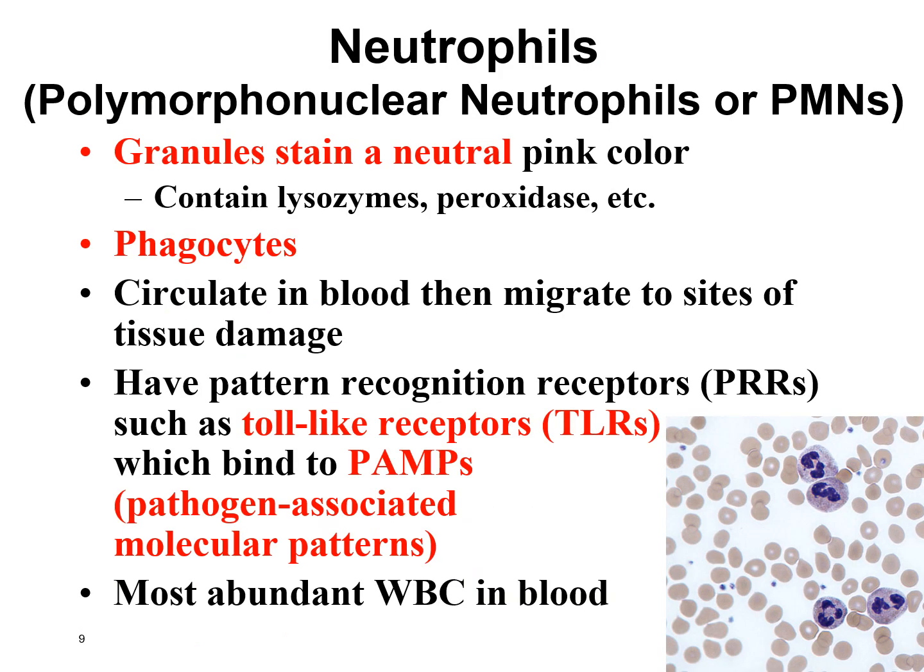So let's take a look at our granulocytes first. We'll start with the neutrophils. So they're called neutrophils because their granules stay in kind of a more neutral pink color. And their nucleus is segmented. It's kind of pinched off in places. And their big job is they're phagocytes. So they will go around and eat things. They're not picky. Anything they find that doesn't belong there, they will eat.